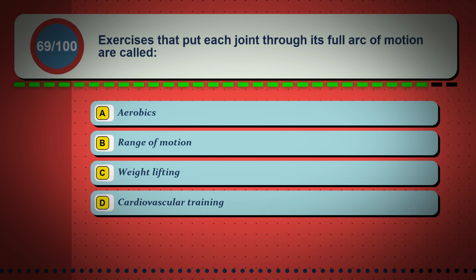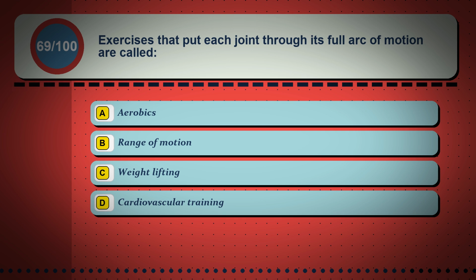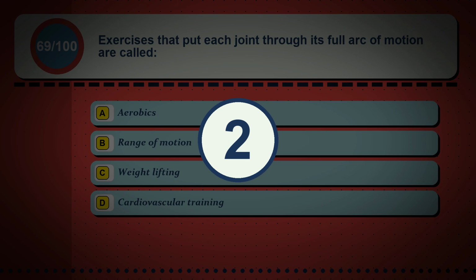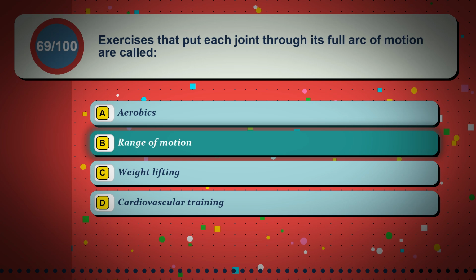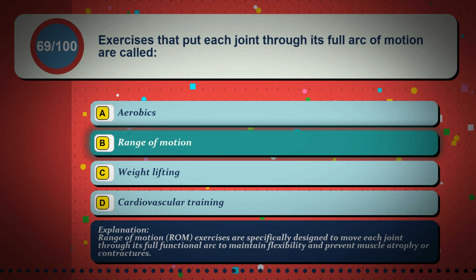Question 69. Exercises that put each joint through its full arc of motion are called. Option A, aerobics. Option B, range of motion. Option C, weight lifting. Option D, cardiovascular training. The correct answer is option B, range of motion. Range of motion, ROM, exercises are specifically designed to move each joint through its full functional arc to maintain flexibility and prevent muscle atrophy or contractures.